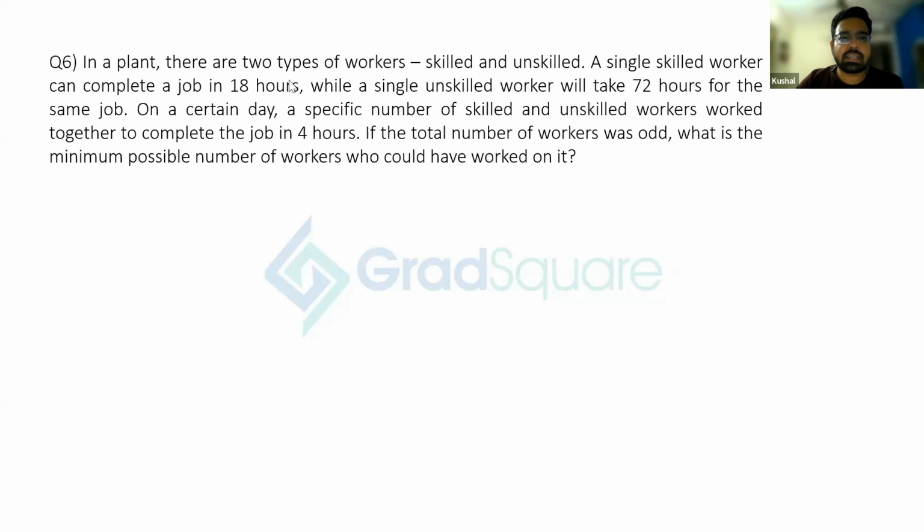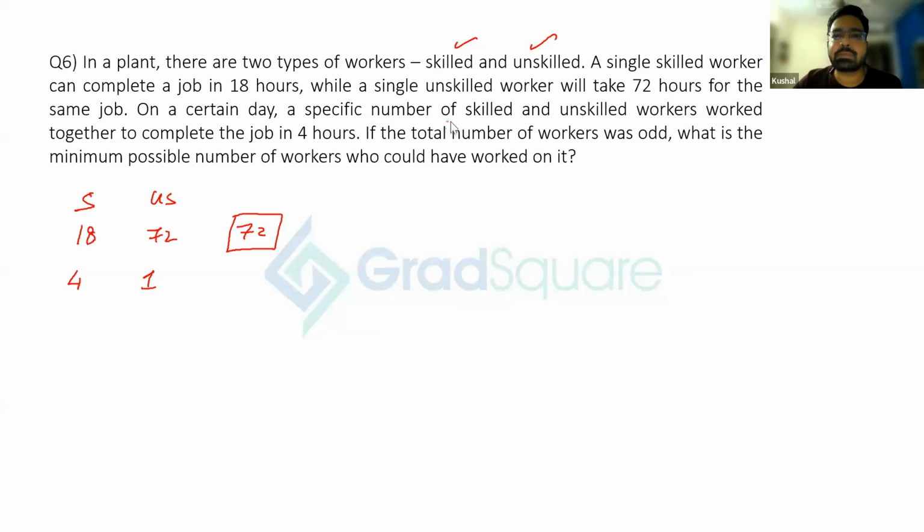Let's quickly solve this. In a plant, there are 2 types of workers, skilled workers and unskilled workers. A skilled worker can finish the job in 18 hours, while an unskilled worker can finish the job in 72 hours. So with 18 and 72, I take 72 as the total unit of work. Then a skilled worker will do 4 units per hour, and an unskilled worker will do 1 unit per hour. This is something that we are able to get down to very quickly.